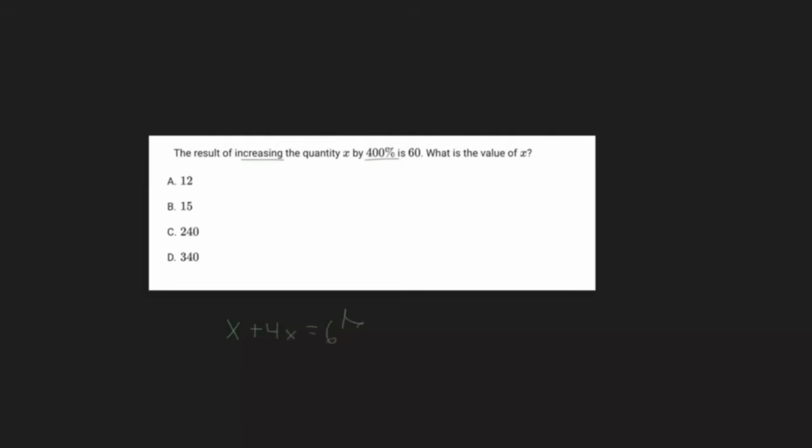And so in reality, this will just be 5X equals 60. Therefore, solve for X, that's going to be 12, right? So another way you could think about this is that if you increase the quantity by 100%, you're doubling it. So if you increase it by 200%, you're tripling it. And therefore, in reality, by increasing the quantity by 400%, you're really just multiplying the original value by 5. And so 60 divided by 5 is 12. And yeah, that's an easy way to think about it.